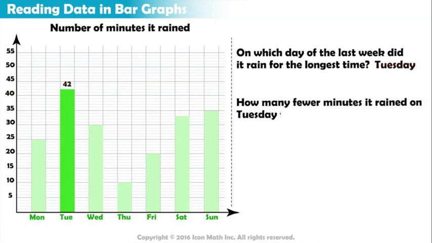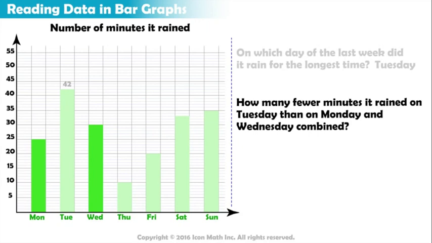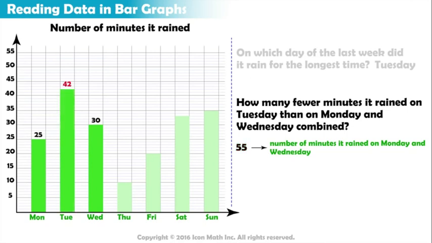How many fewer minutes it rained on Tuesday than on Monday and Wednesday combined? To make the comparison, first we need to combine the totals for Monday and Wednesday. According to the graph, it rained for 25 minutes on Monday and 30 minutes on Wednesday. So their combined total is 55 minutes. Since 55 is greater than 42, we know it rained for fewer minutes on Tuesday than on Monday and Wednesday combined.